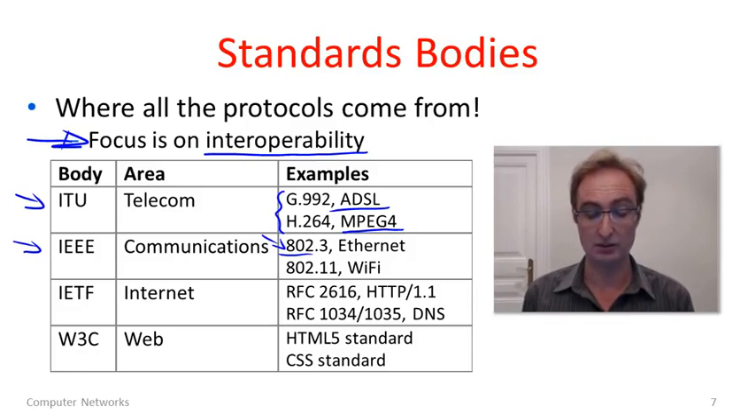This is actually the 802.3 and 802.11 standard. This is why Wi-Fi is sometimes called 802.11. That's the name of the standard for Wi-Fi, whereas Wi-Fi is just the common garden variety name.